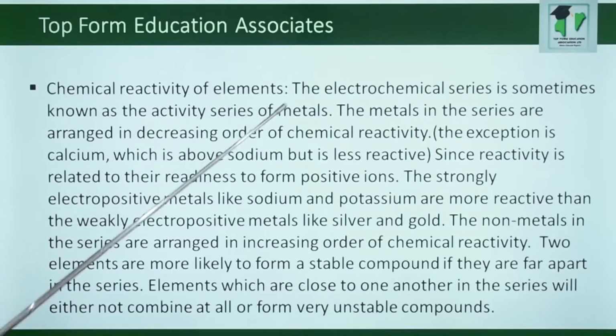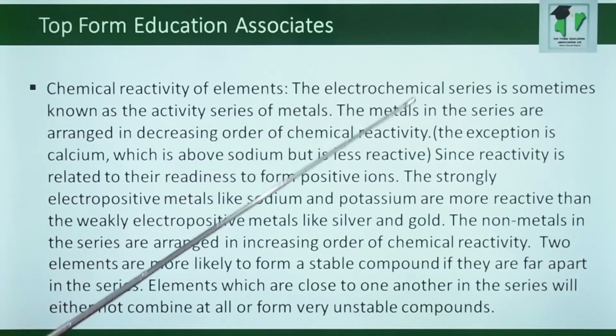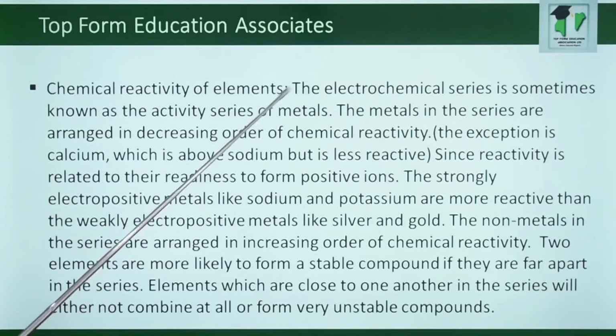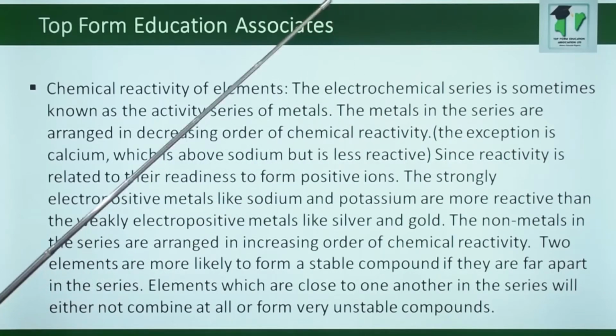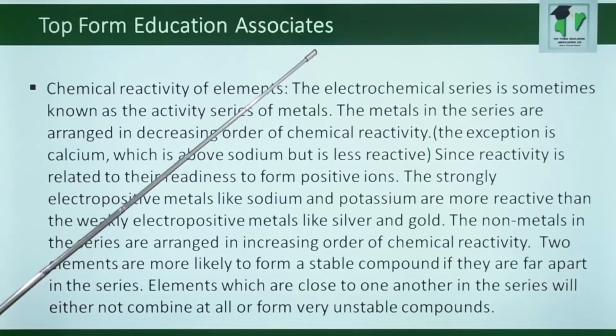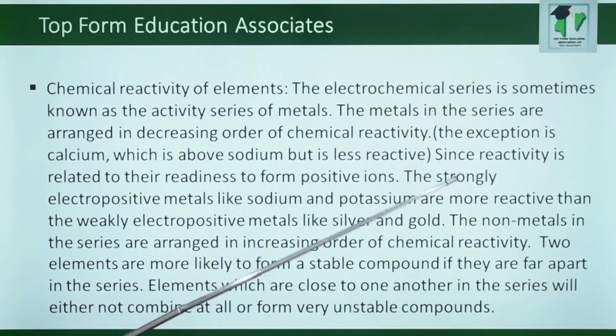Chemical reactivity of elements. The electrochemical series is sometimes known as the activity series of metals. The metals in the series are arranged in decreasing order of chemical reactivity. That is, the one higher up is more reactive than the one that is below it, with the exception of calcium, which is above sodium but is less reactive. Since reactivity is related to their readiness to form positive ions, the strongly electropositive metals like sodium and potassium are more reactive than the weakly electropositive metals like silver and gold.